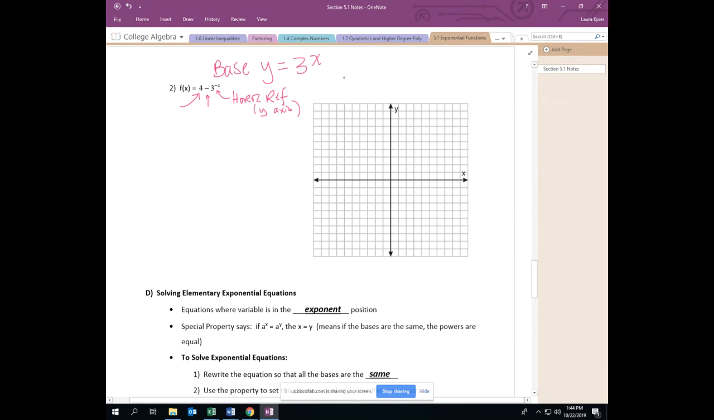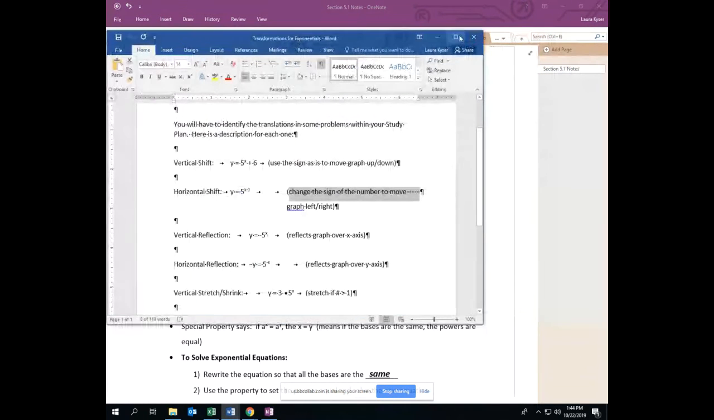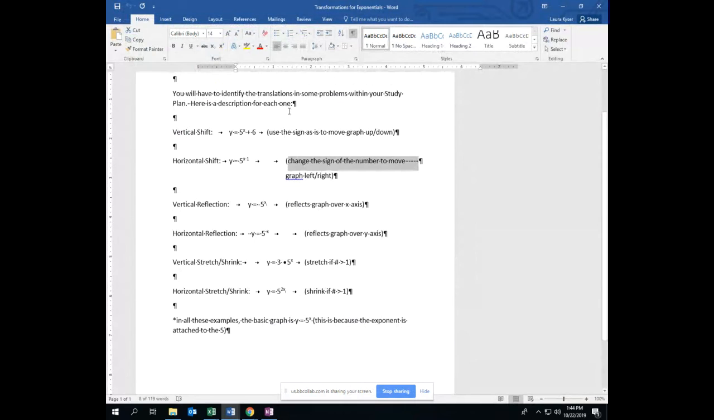Then we have these 2 other pieces that we haven't seen. So I'm going to, again, bring my little sheet over here so we can look at it. This time we have a number added in to the actual main function here. And when you have a number added into the main part of the function, not in the exponent, but just down here in the bottom, we use the same sign to move the graph up or down. So if we have a positive number, which we do, this is going to be a vertical shift up, in our case, 4 units.